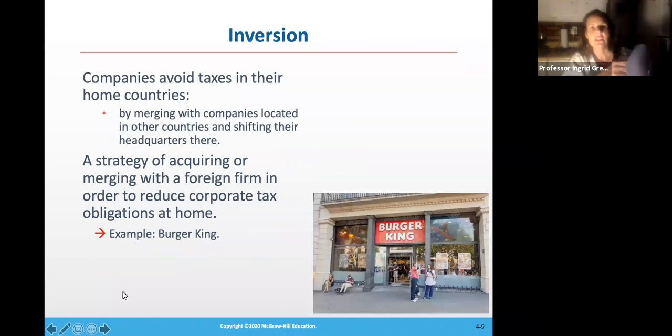And then inversion, this is something very different. This is where companies avoid taxes in their home countries. By merging with companies located in other countries and shifting their headquarters there, it's a strategy of acquiring or merging with a foreign firm in order to reduce corporate tax obligations at home. So Burger King did this. They merged with a company in Canada, and then they said that Canada would be their home headquarters because Canada has much lower corporate taxes. It is what it is, I guess.